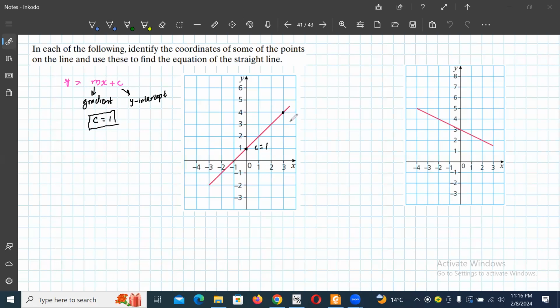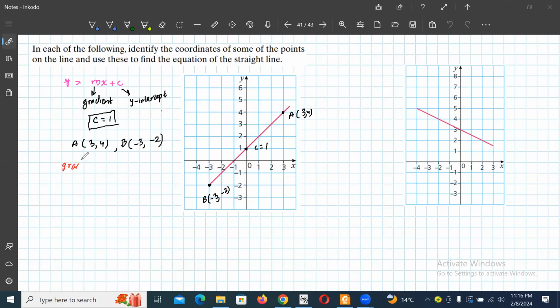Let's suppose one point is here, which is A, and it is 3 comma 4, and for another point we can choose a negative value as well. So here B, which is negative 3, minus 2. If we have these two points, A, which is 3 comma 4, and B, which is minus 3 comma minus 2, what is the gradient? We know the formula of gradient, that is m equals y2 minus y1 over x2 minus x1.